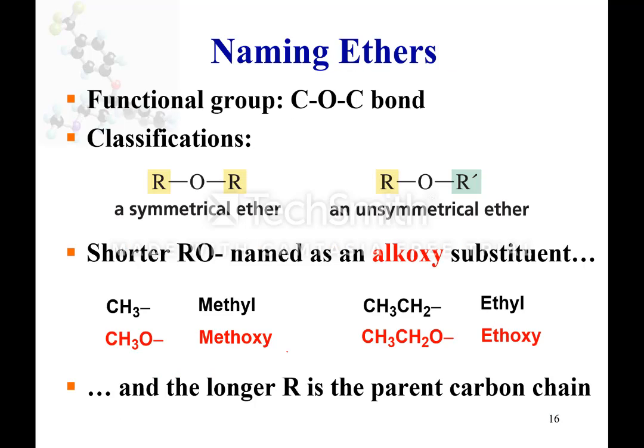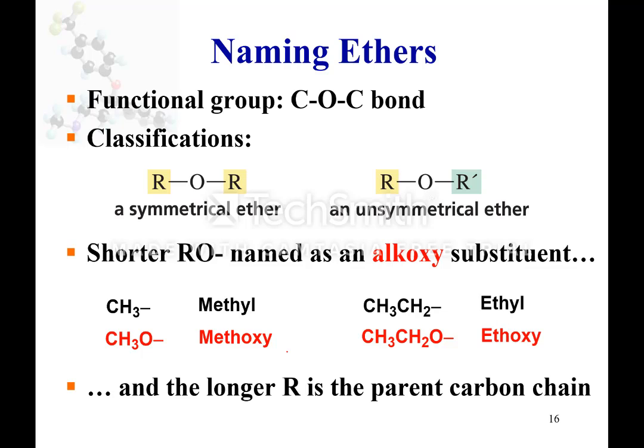Another functional group is ether. This is the functional group that contains a carbon-oxygen-carbon bond. And depending on what is actually on the carbons, there could be 2 similar alkyl groups, and we would call this a symmetrical ether, or they could be different alkyl groups, and we would call this an unsymmetrical ether.